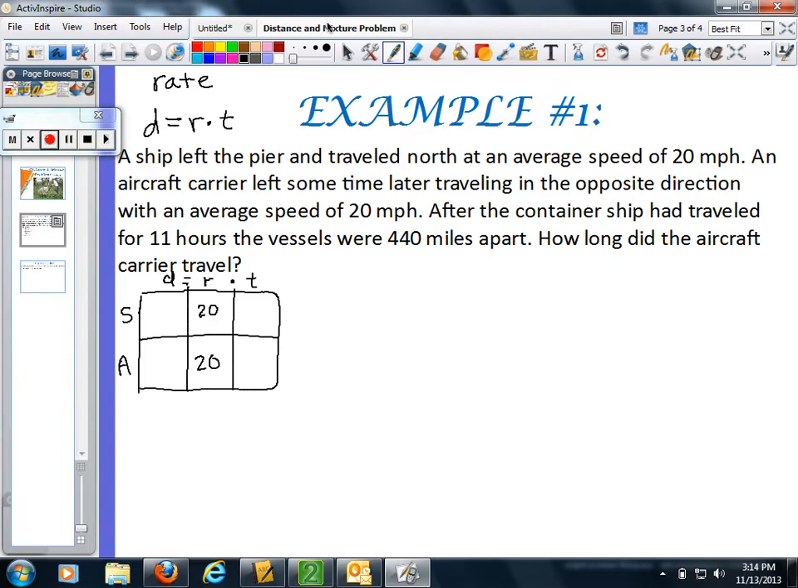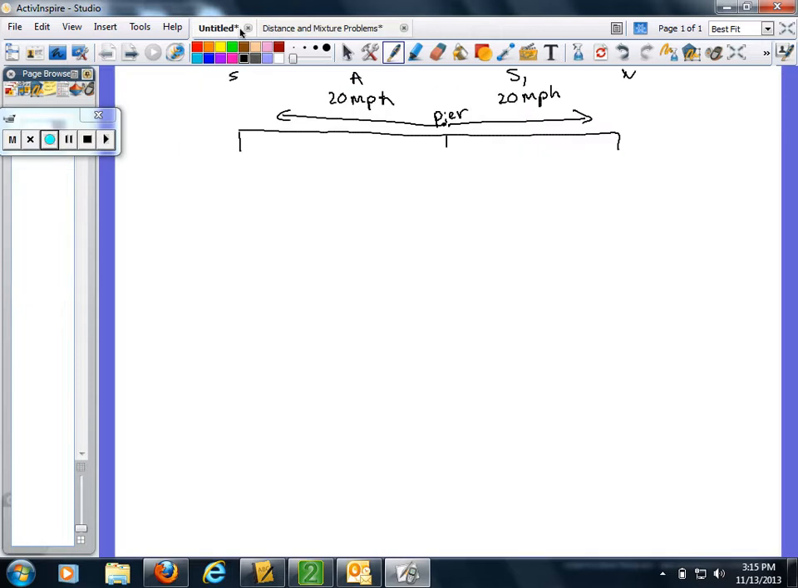Now, it says with an average speed of 20 miles per hour. After the container ship had traveled for 11 hours, so the container ship, we're going to call that S still, is 11 hours, they were 440 miles apart. Okay? How long did the aircraft carrier travel? Alright, so let's look at our picture. So what it's saying is after 11 hours, these two ships, right here, we're going to say that this ship ended here, this ship ended here. Okay? So once they did that, the total distance from right here all the way to here is 440 miles.